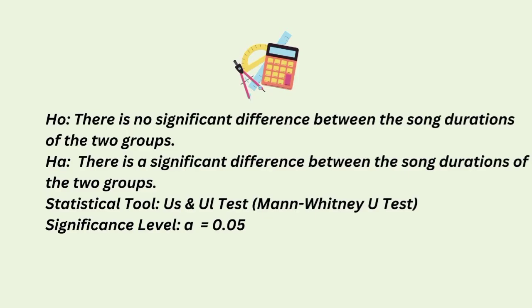So the null hypothesis would be there is no significant difference between the song durations of the two groups. For the alternative hypothesis, there is a significant difference between the song durations of the two groups. Then the U sub S and U sub L test, or what we call the Mann-Whitney U test, would be our statistical tool, at a 5% level of significance.